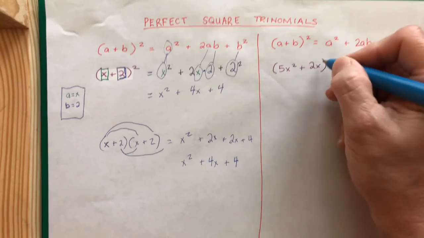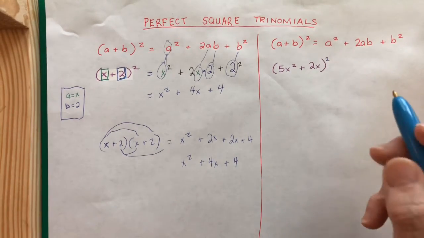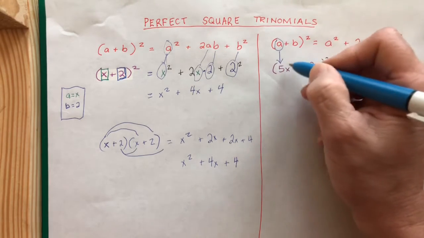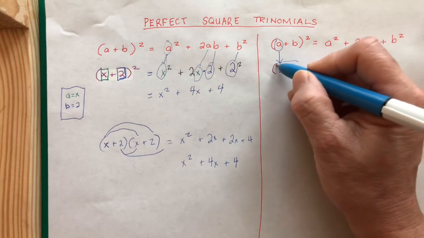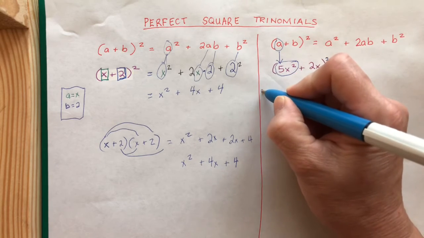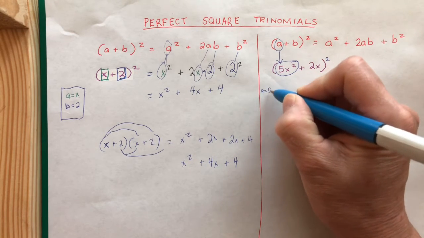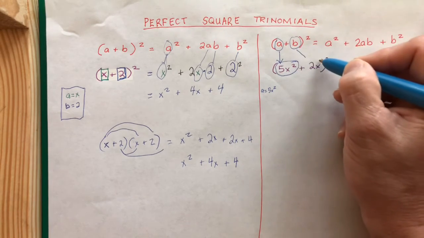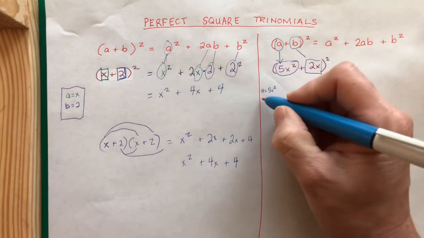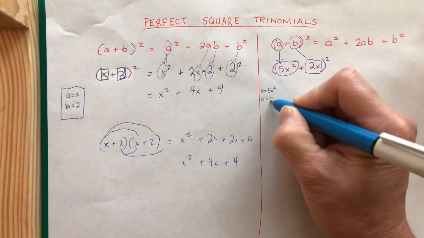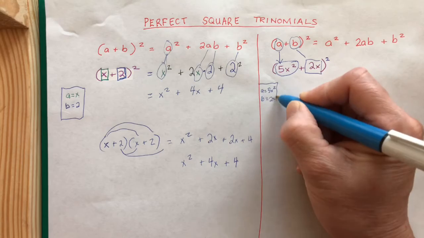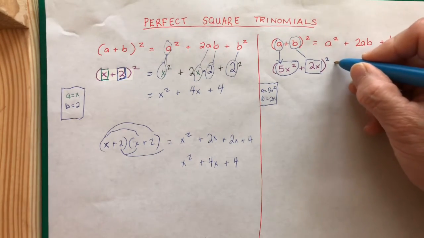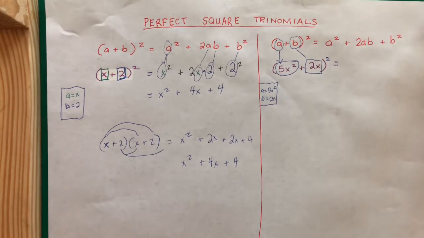So what I'm doing is I've got this squared. So what is my a value? My a is going to be this whole thing, 5x squared. So a equals 5x squared. And what will my b be? My b is 2x. So b equals 2x. I'm going to put these over here on the side so that I can see them. Now, I'm going to use that formula. I wrote my formula down.